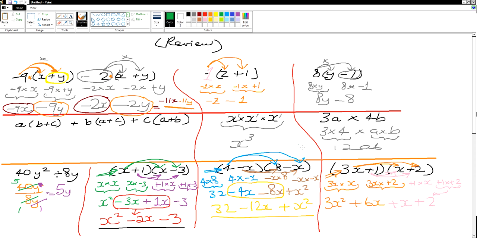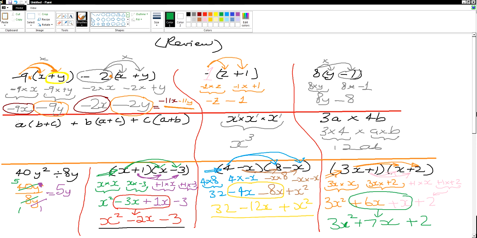Now, I want you to simplify for me, Ali, and finish the question off. We have 3x squared, 6x, x and plus 2. So what will simplify? Just the x terms, because there's two of them. 6x add 1x will give us how many x? 7x. Excellent, well done. So that will give us 7x. What do we do with the 3x squared and the plus 2? We just copy them, because there's nothing else to do with them. And that's the end of our revision, apart from the one that we haven't done yet.